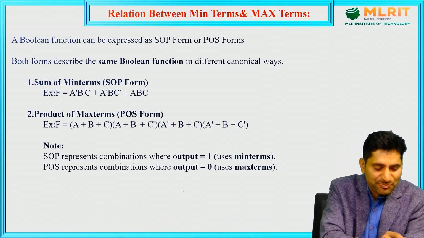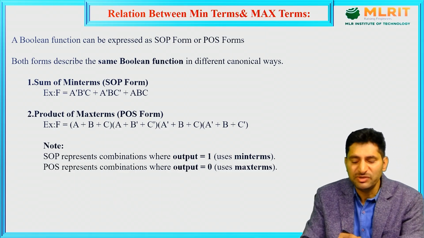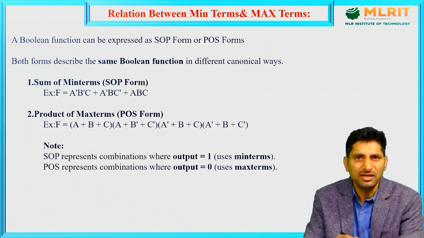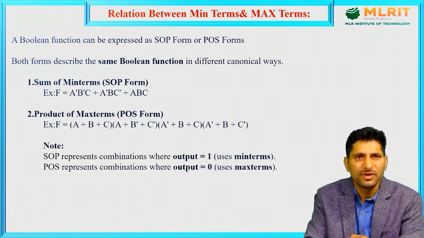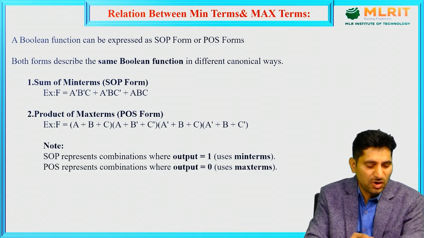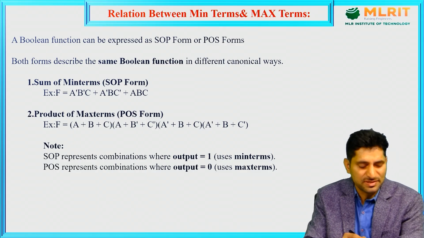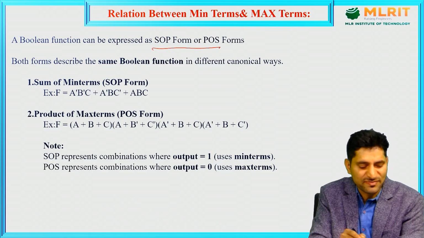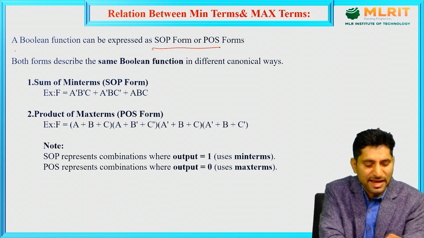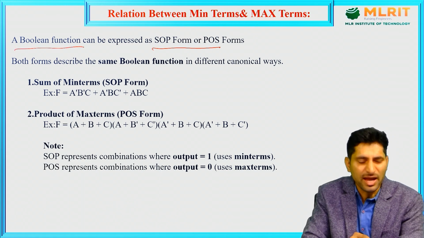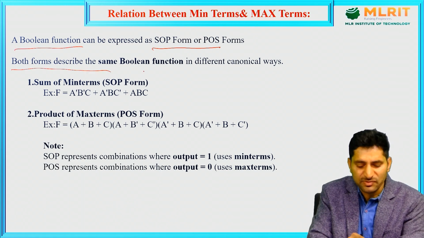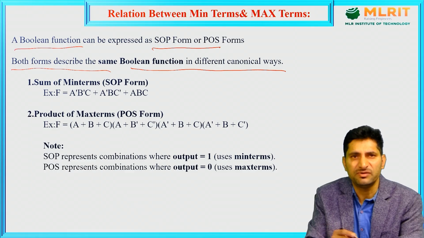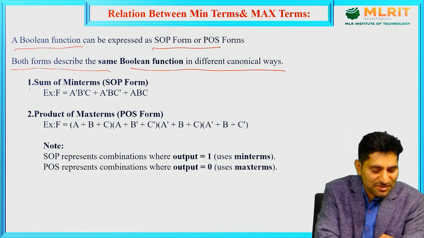Let us see next what the relation is between max terms and min terms, and how they are used in SOP and POS forms. There are two forms: one is SOP, another one is POS. These SOP and POS forms are used to express any Boolean function. Both forms describe the same Boolean function in different canonical ways. So let us see the first one.